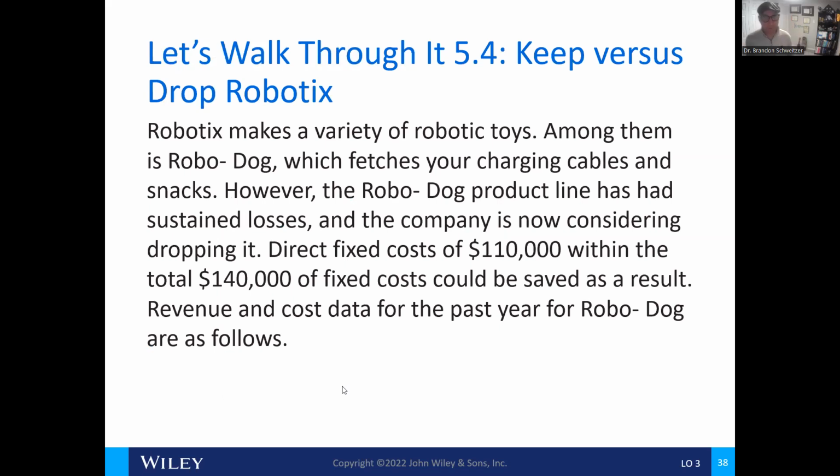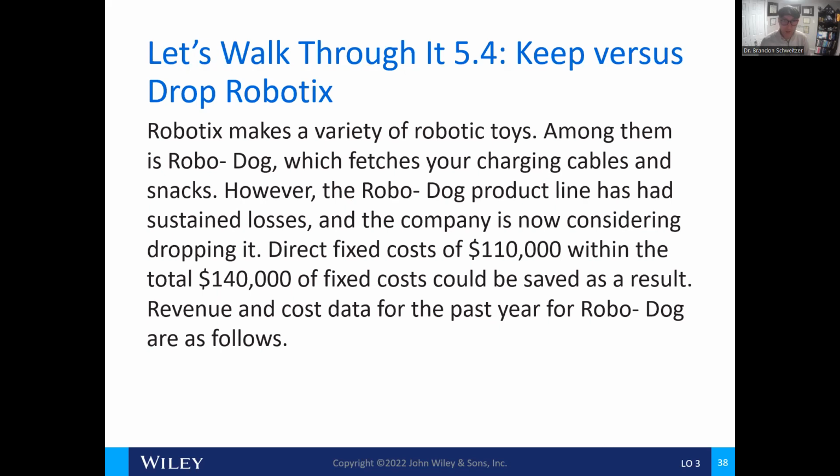Here we have an example. Our company manufactures robotic toys. One of those is a Robo Dog. However, the Robo Dog product line has sustained losses recently, and we're now considering dropping the product. Our fixed costs are $110,000, with total $140,000 of fixed costs that could be saved as a result.